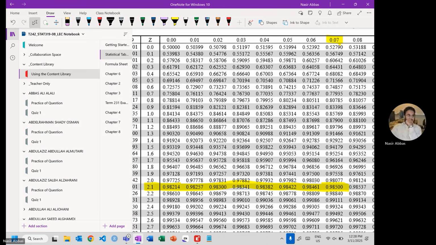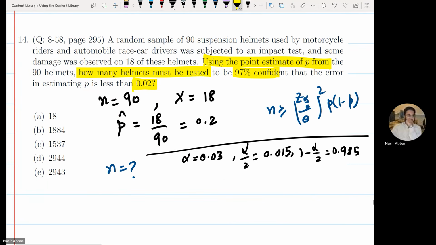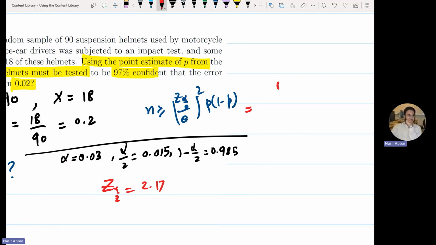What is it? 2.17. So we take this value 2.17, Z alpha by 2, 2.17, and plug it into the formula. When you plug it into the formula, it is 2.17 divided by E.